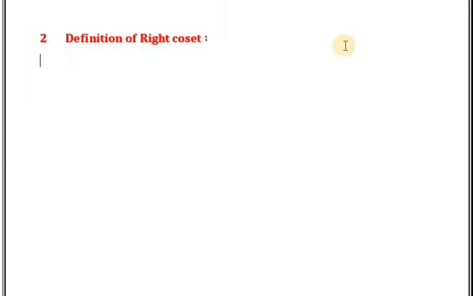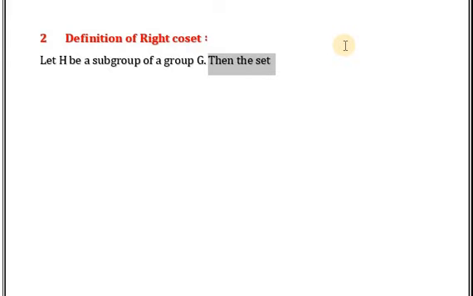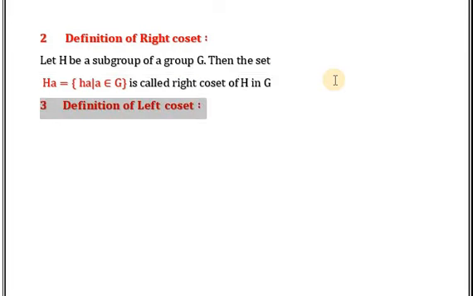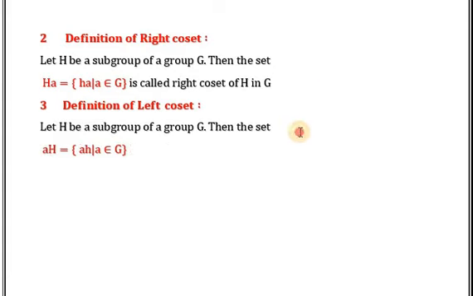Definition of right coset. Let H be a subgroup of G, then the set HA, equal to the set of ha such that h belongs to H, for A belonging to G, is called a right coset of H in G. Similarly, we have the left cosets. The definition of the left coset: let H be a subgroup of G, and the set AH, equal to the set of ah such that h belongs to H, for A belonging to G, is called a left coset.